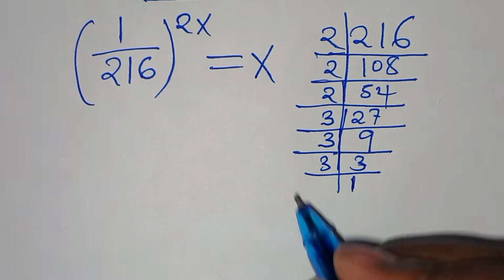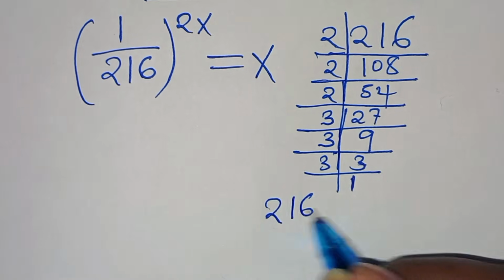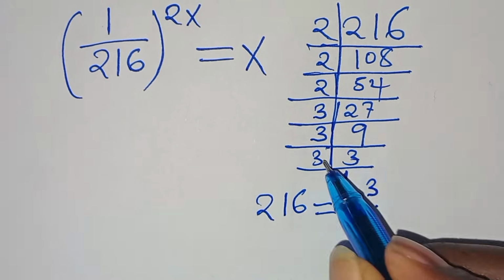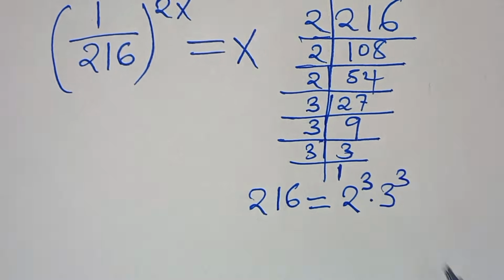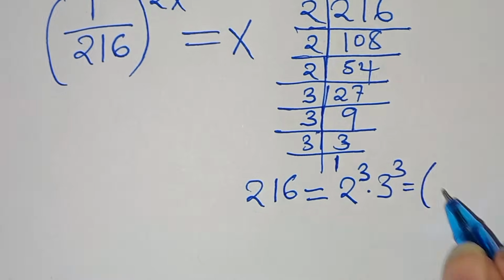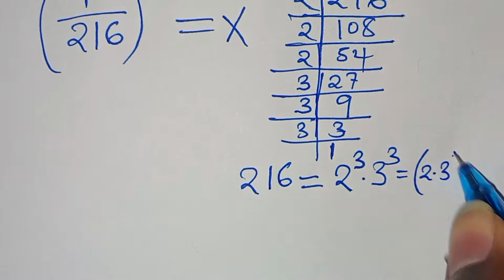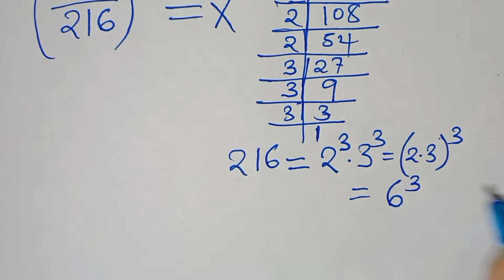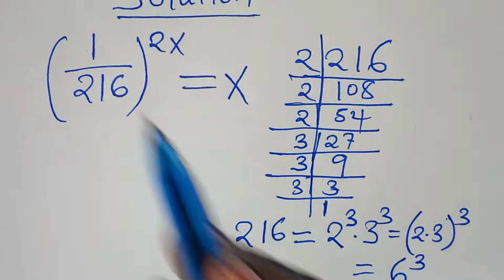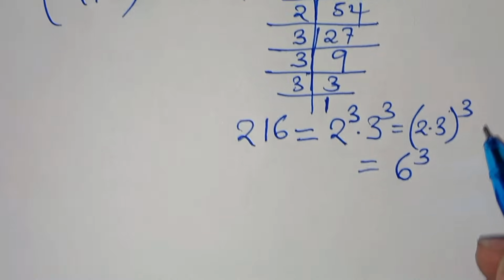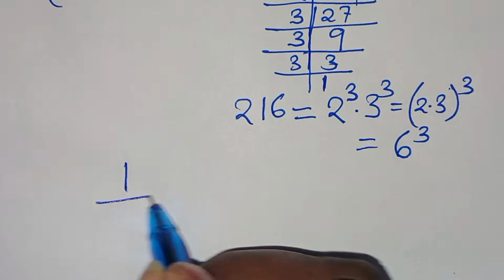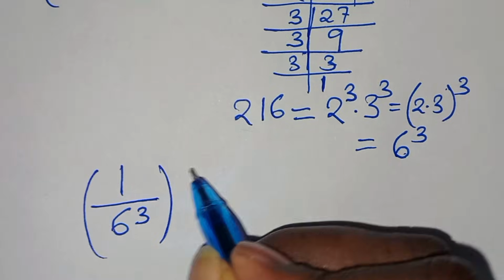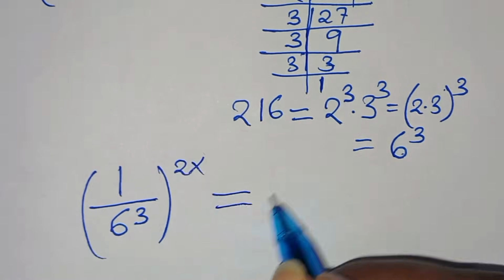So this implies that we can express 216 as 2 to the power of 3 multiplied by 3 raised to the power of 3, which we can express as 2 times 3 raised to the power of 3. And this is equal to 6 to the power of 3. So let's substitute 216 with 6 to the power of 3. So now we have 1 over 6 to the power of 3, then raised to the power of 2x, this is equal to x.